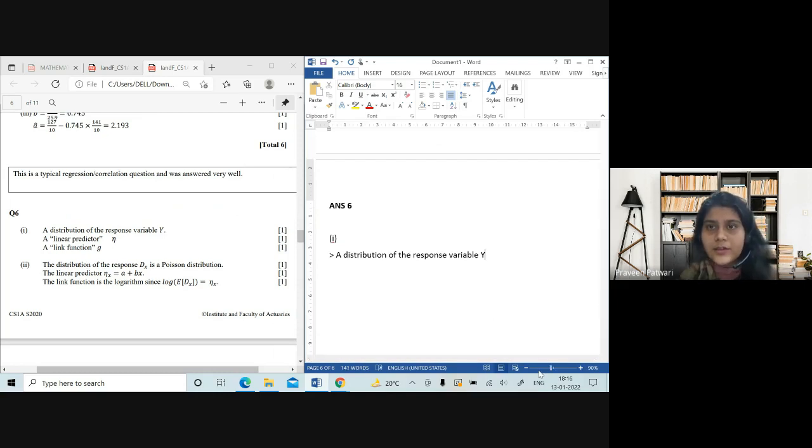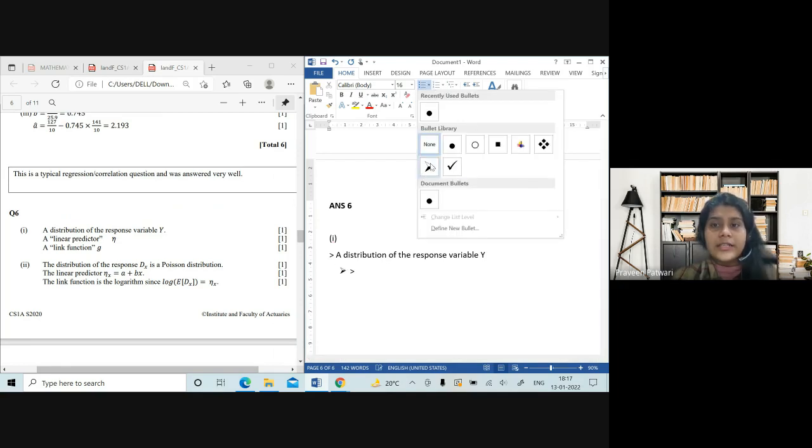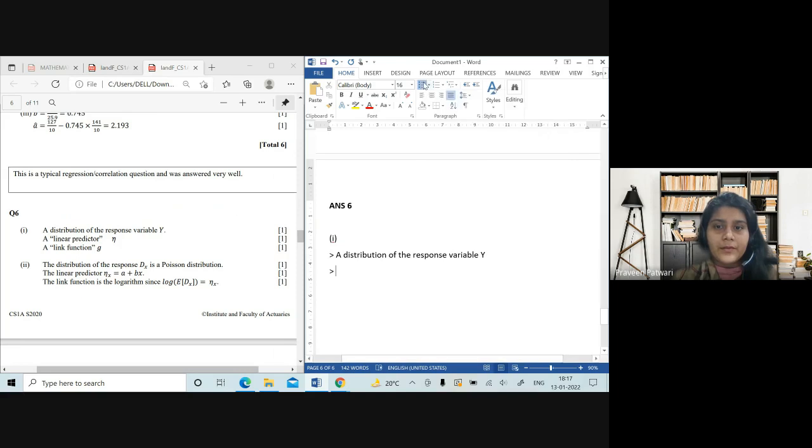In this one, I think it's not taking, but in some of your devices, when you use the greater than sign in the form of a bullet, it will automatically change itself to this arrow bullet. Okay. Otherwise, it's okay even if you just use the greater than sign as a bullet, or you can just press the bullet button and you'll get the bullets as it is. All right. So a linear predictor.